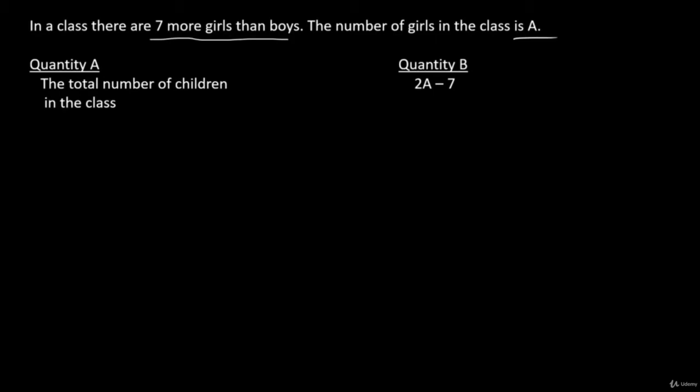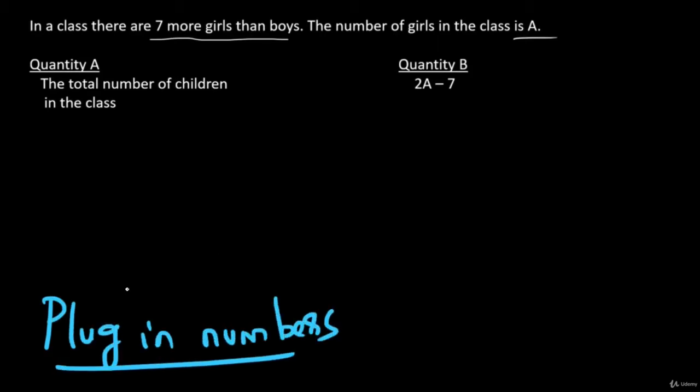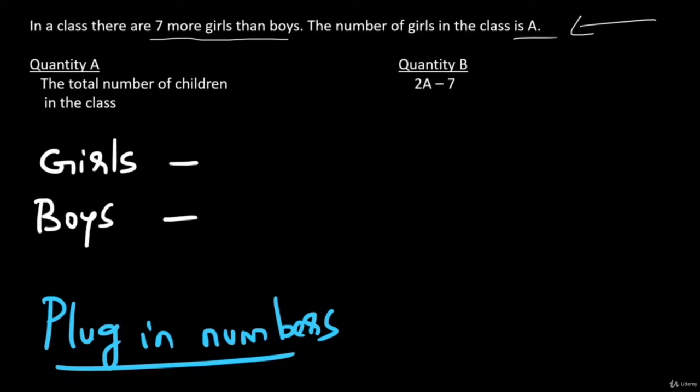Now, the best way to solve this question is just plug in numbers. Alright, now remember, when you plug in numbers, it has to satisfy the condition given in the question stem. So we have girls and boys in this class. Now, it's given that the number of girls is A and it's given that there are 7 more girls than boys. So if the number of girls is A, the number of boys will be A minus 7.